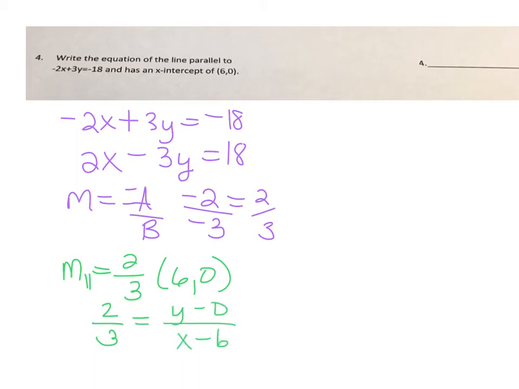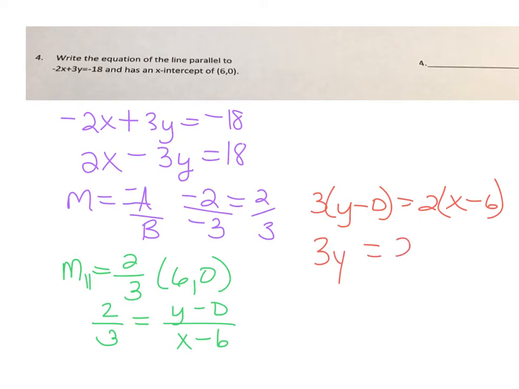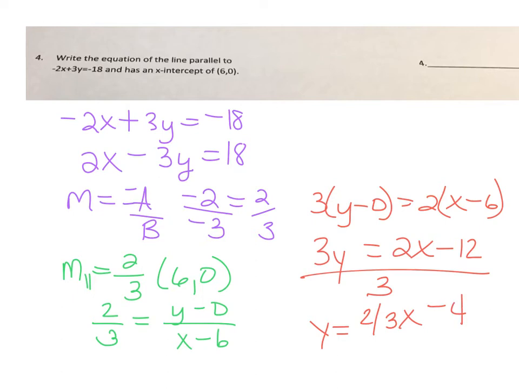Okay, I'm ready to cross multiply. 3 times y minus 0 equals 2 times x minus 6. This gives me 3y. This gives me 2x minus 12. Solve for y, and I get y equals 2/3 x. Negative 12 divided by 3 is minus 4. So there's your answer for number 4.